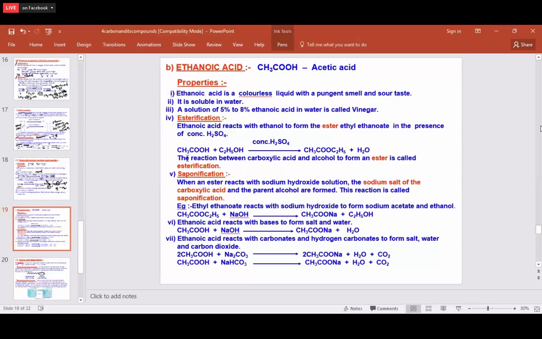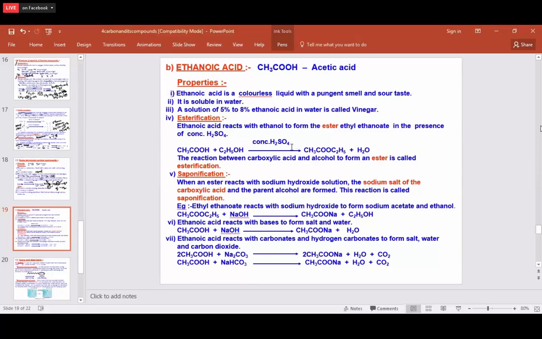For ethanoic acid, there are two carbon atoms, so we write CH3COOH, because we have to make two carbon atoms. Plus ethanol. In ethanol, the "ol" indicates the OH alcohol group, and there are two carbon atoms, so C2H5OH. Again, we are using concentrated sulfuric acid.